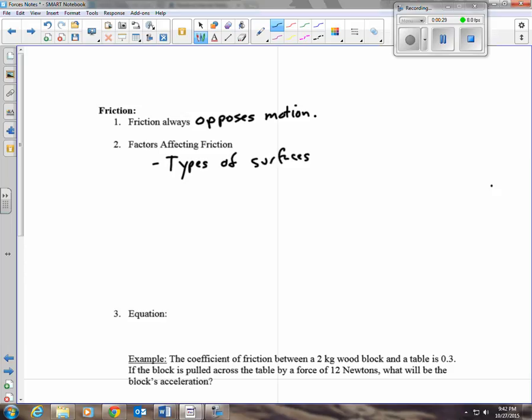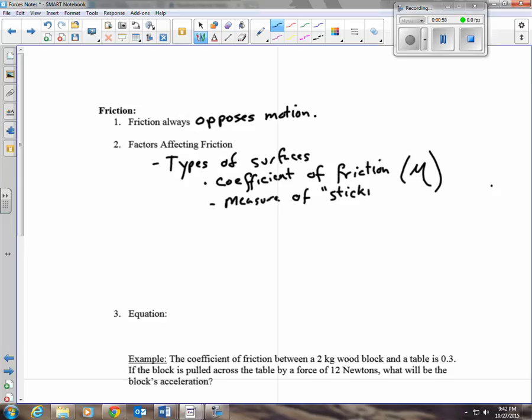Some things are kind of sticky, like sandpaper, which would give you a lot of friction. Ice would give you very little friction. We can measure how sticky they are by finding their coefficient of friction. The symbol for it is the Greek letter mu, and it's a measure of stickiness of surfaces. So ice would have a very low coefficient of friction, and sandpaper would have a higher one.